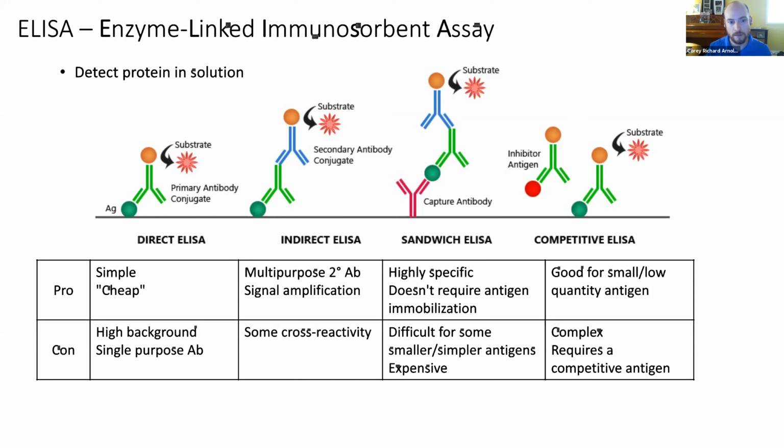This is more useful for being flexible in terms of what you can use your primary antibodies for and your secondary antibodies. And instead of having to conjugate an enzyme to every single primary antibody you use, you can just reuse a secondary antibody that recognizes all these different primary antibodies. There are sandwich ELISAs, which instead of binding the antigen to the plate, use a capture antibody, and this is a very highly specific way of looking at things. Or you can use a competitive ELISA, which is very good for looking at small quantities of protein within your sample.